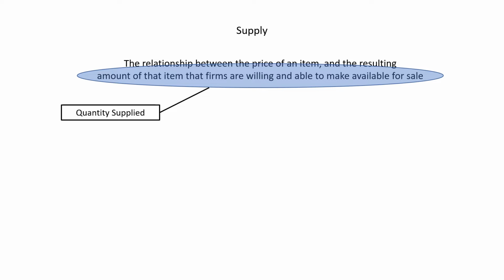So, if a firm produces an item and puts it in its warehouse, it's not making it available for sale, and therefore is not being supplied. By the same token, a firm can supply an item in a particular period without having produced it in that period, simply by taking previously produced items out of the warehouse and making them available for sale.